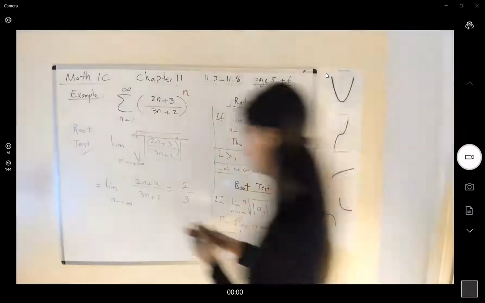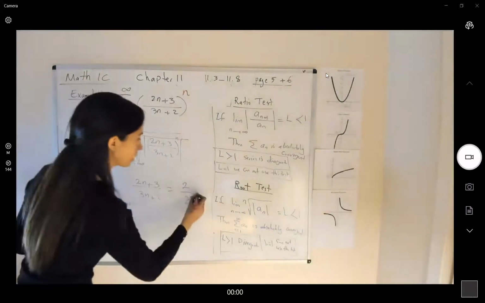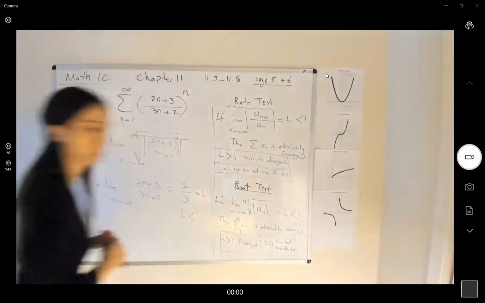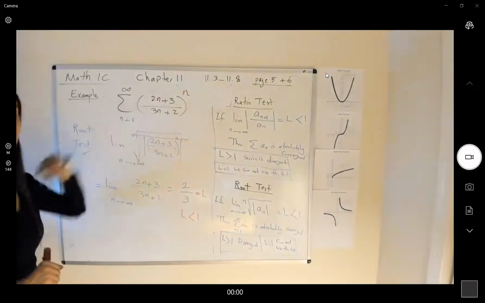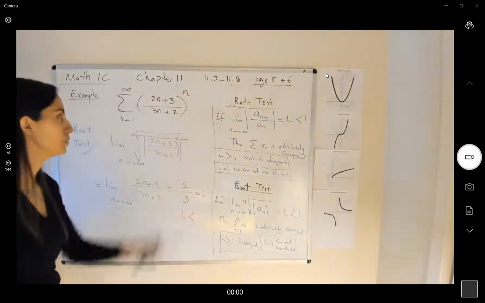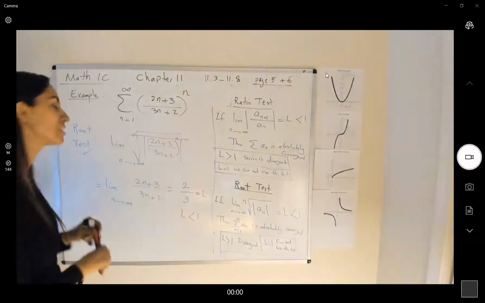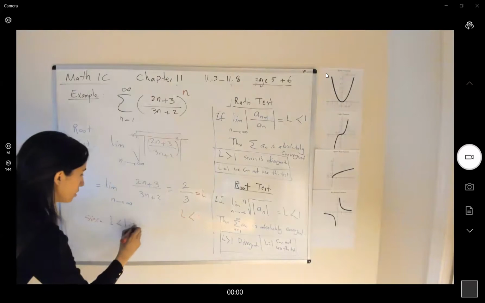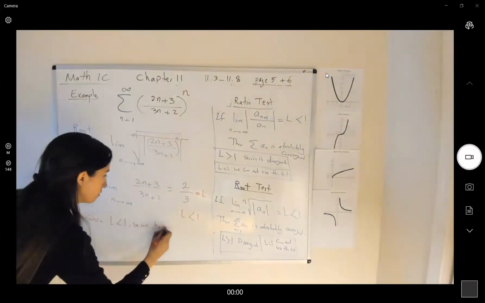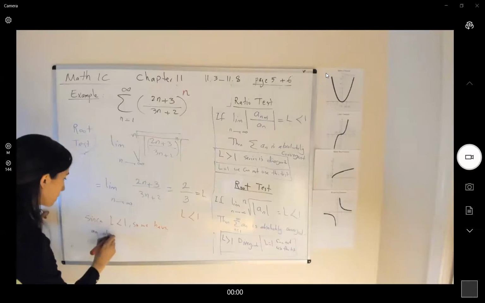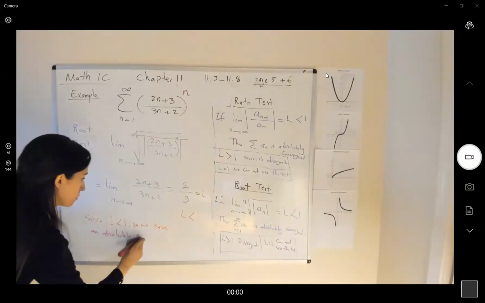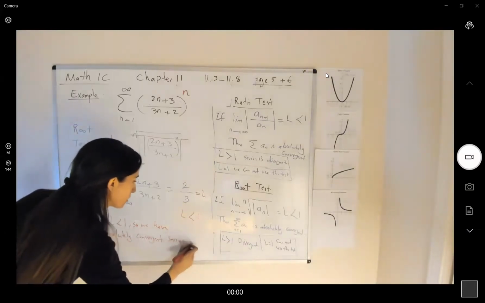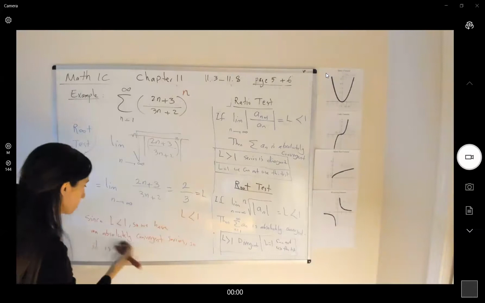This is my L. L is 2/3, and as you can see, L is less than 1. It means that my series is absolutely convergent. By using the theorem, your series is a convergent series. Since L is less than 1, we have an absolutely convergent series, so it is convergent.